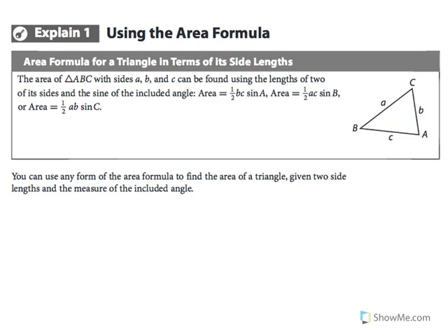Right, so the trick here is that the two sides and the angle must be in between the two sides, and we can use any of those three combinations. You can use any form of the area formula to find the area of a triangle given two side lengths and the measure of the included angle.